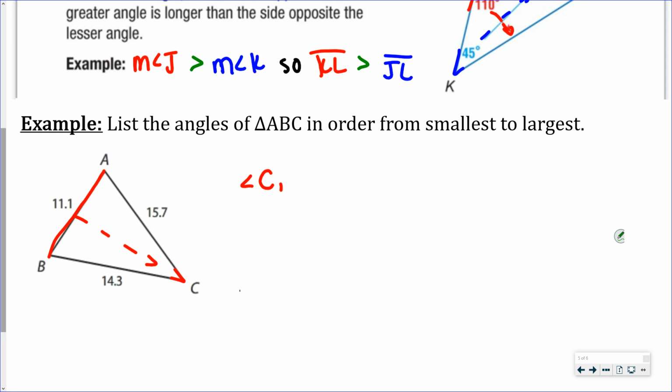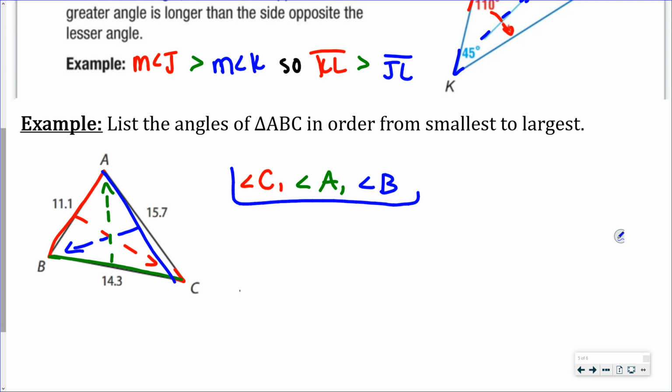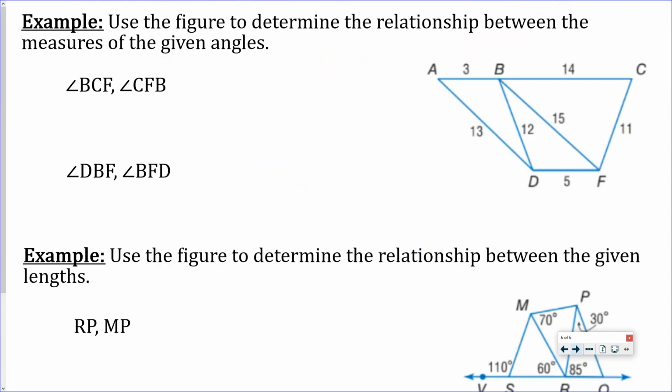Okay, I'm going to do smallest to largest. So my next smallest will be side BC, which means angle A, always across from it. And then my longest side, AC, will be across my largest angle, angle B. That's really it. All right, we're just going to try 2 more problems.